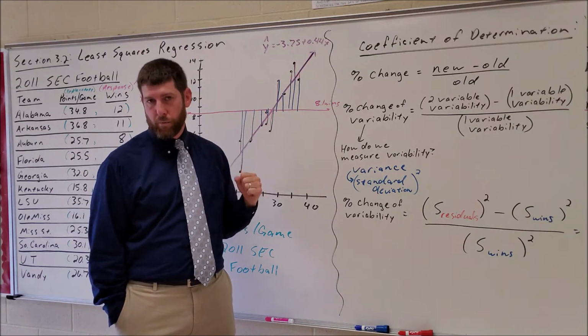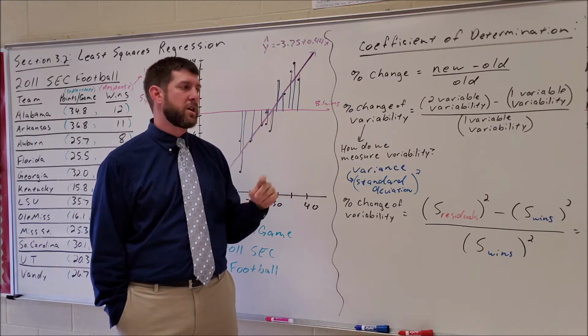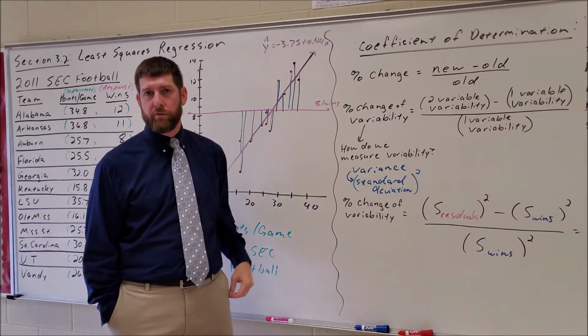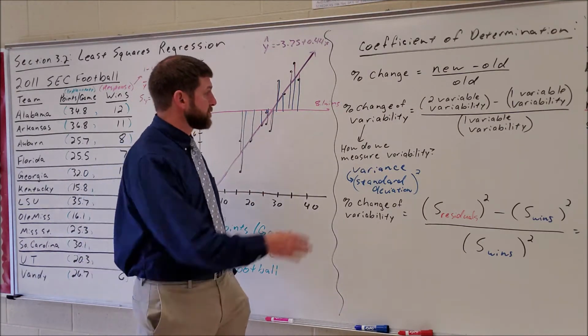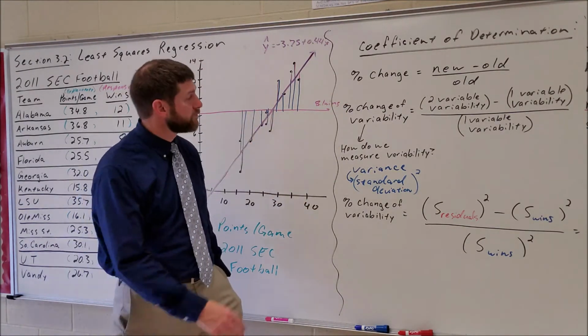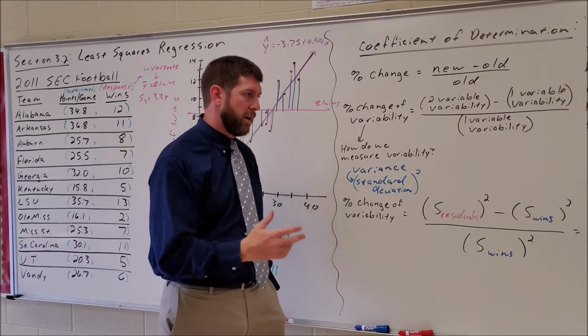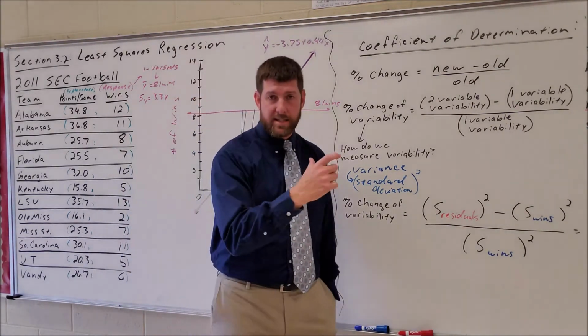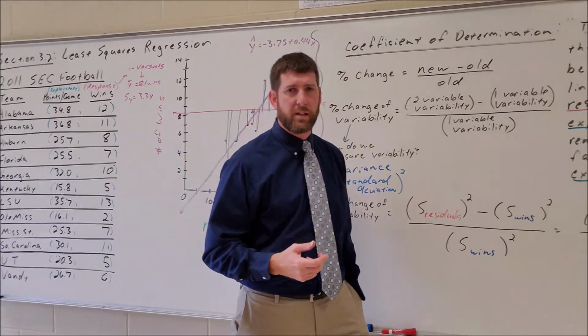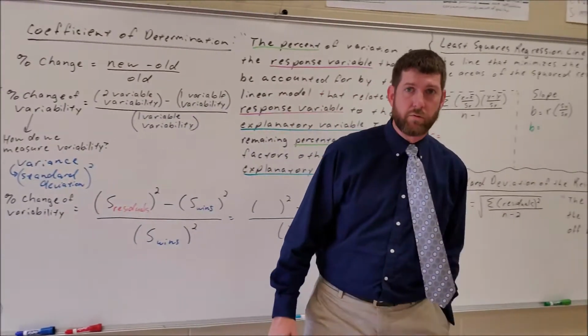So if I guess a team randomly, on average, I'm going to miss by 3.3 wins, just by saying 8.1. All right, so that's standard deviation of number of wins. What about standard deviation of these residuals?